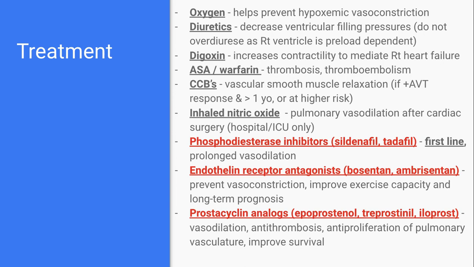Calcium channel blockers help by promoting smooth muscle relaxation in the vascular smooth muscle. Inhaled nitric oxide is going to be used in the acute setting only, in a hospital or ICU, and it helps to promote pulmonary vasodilation after cardiac surgery. The first line drugs that we usually get tested on are the phosphodiesterase inhibitors like sildenafil, which help to prolong vasodilation. Endothelin receptor antagonists like bosentan help to prevent vasoconstriction.